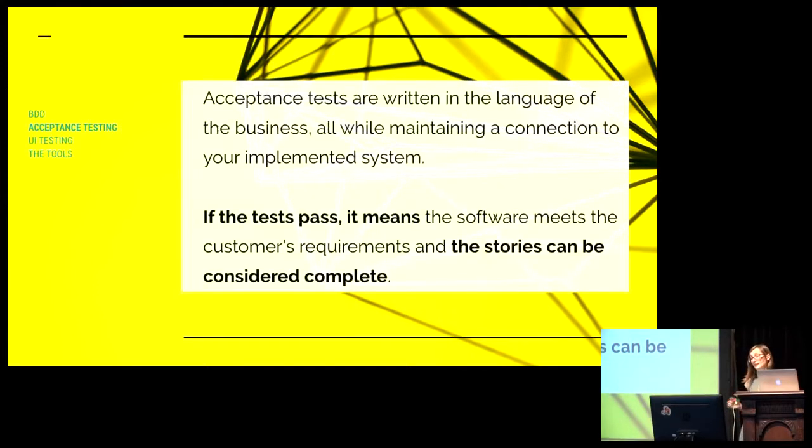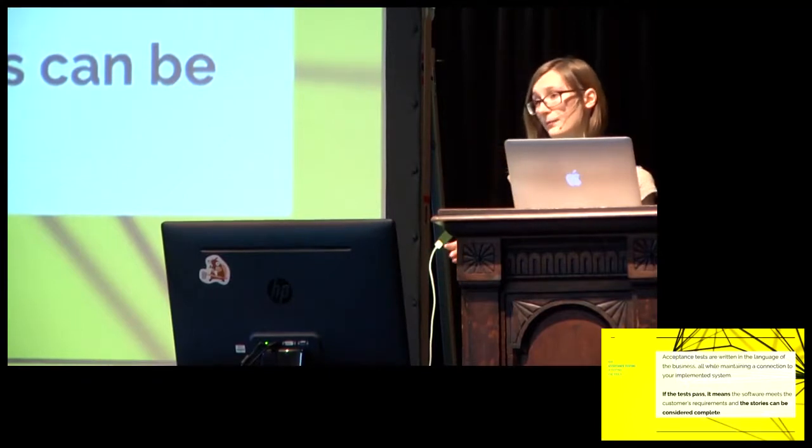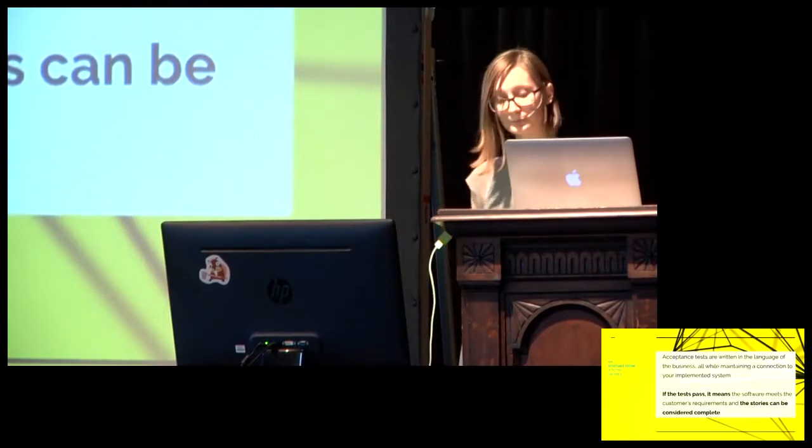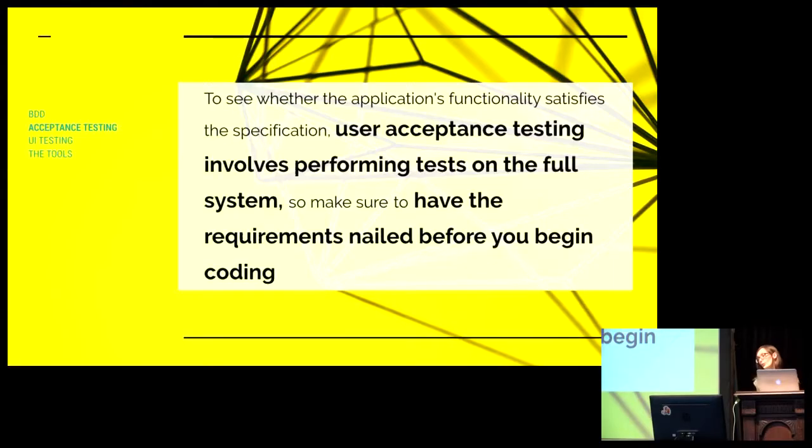And the great thing about them is that while you have your business people write them, you can still have developers implement them, and you can get an overview of how much of your software is to be done and how much is complete. So because acceptance testing is performed on the full system, it means that you have to build your app, have it ready. So make sure you have your business requirements nailed down before you begin coding.